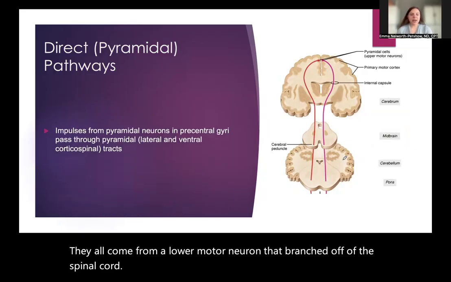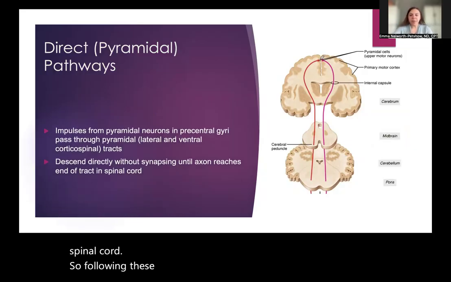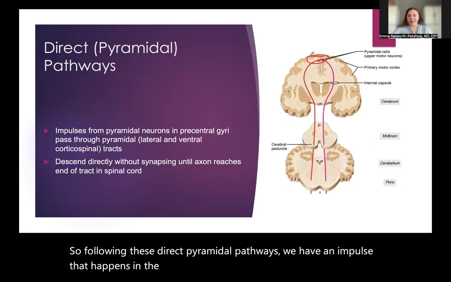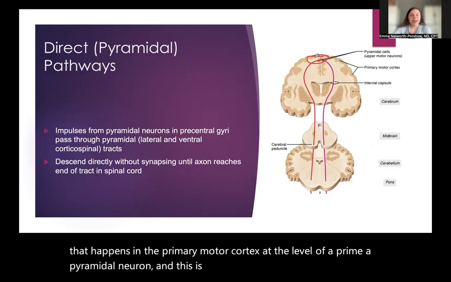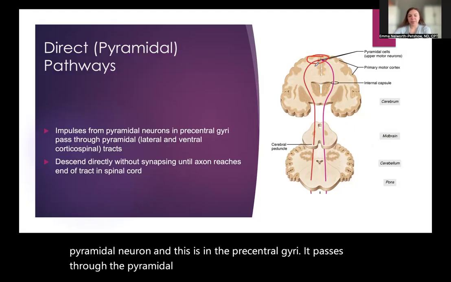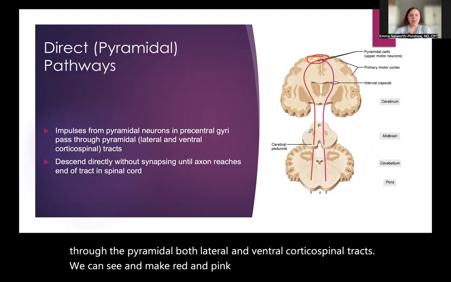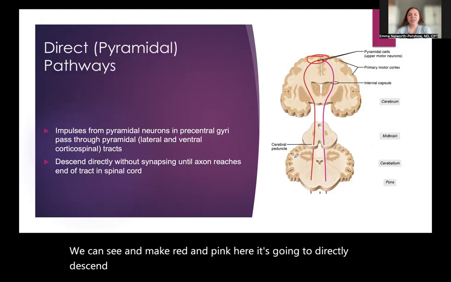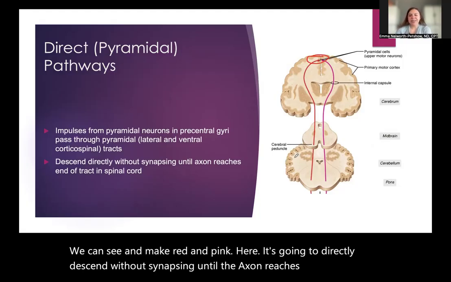So following these direct pyramidal pathways, we have an impulse that happens in the primary motor cortex at the level of a pyramidal neuron. And this is in the precentral gyri. It passes through the pyramidal tracts, both lateral and ventral corticospinal tracts, which we can see in red and pink here. It's going to directly descend without synapsing until the axon reaches the end of the tract in the spinal cord.